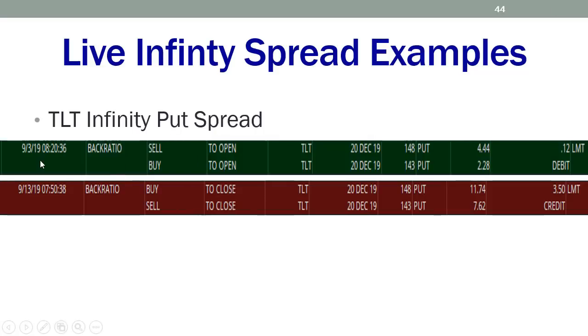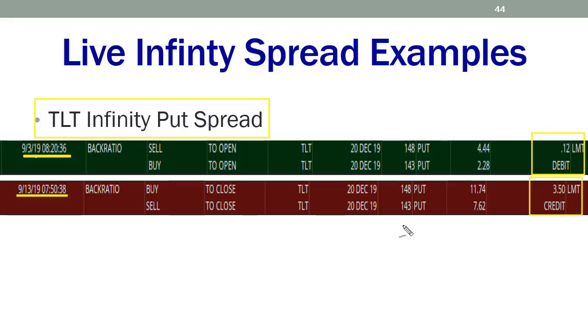I took advantage of it. This is one of the fastest profitable infinity spreads I have ever had on. I put it on in early September, September 3rd, 2019. Took it off 10 days later. The trade was done for a 12-cent debit. It turned into a $3.50 credit.